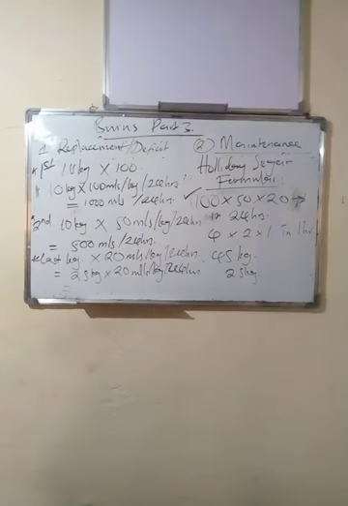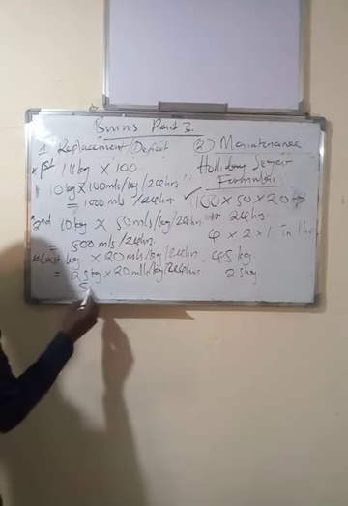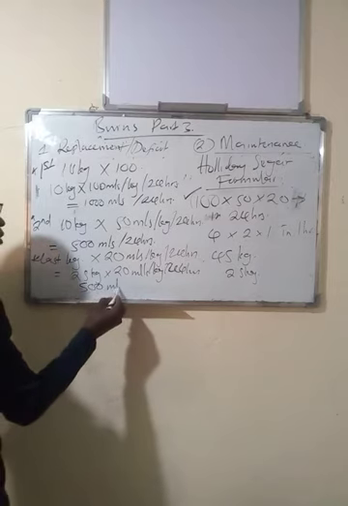Okay, so 20 by 25, that is 500. So this is going to give us 500 mL per 24 hours.